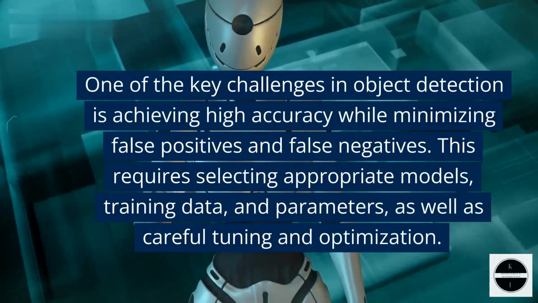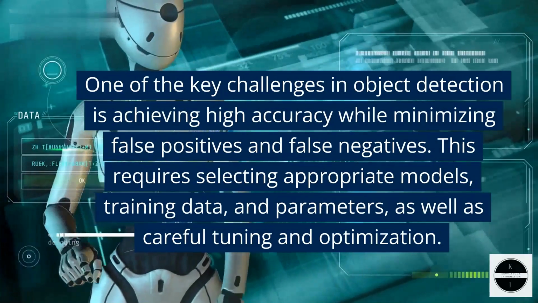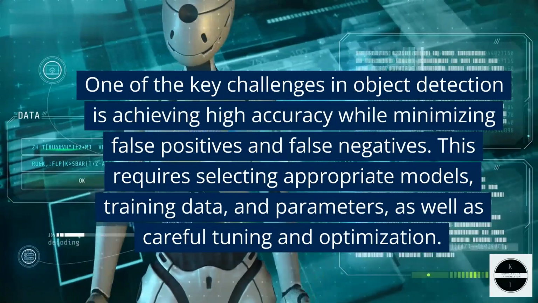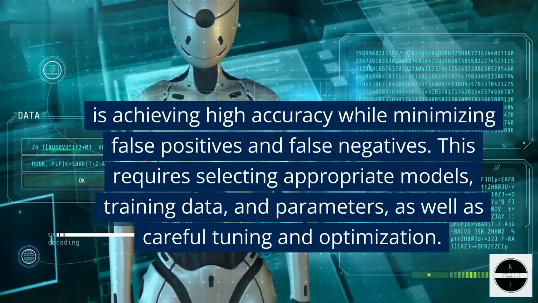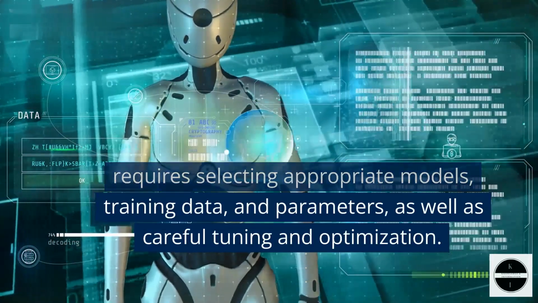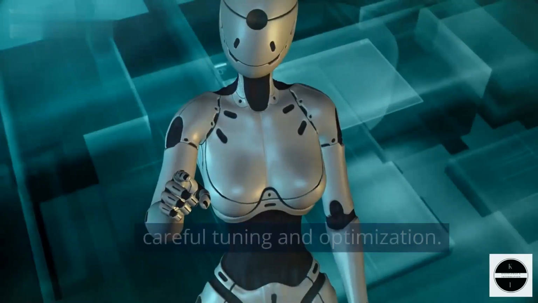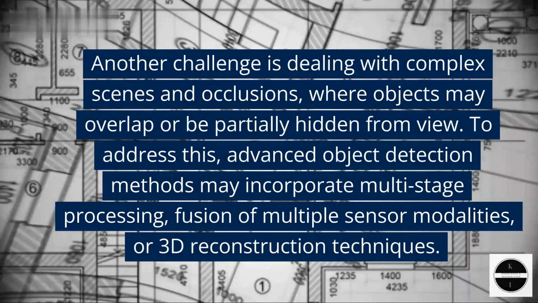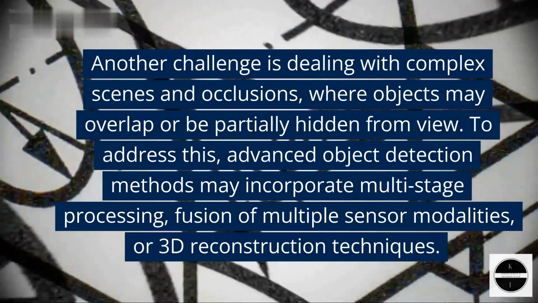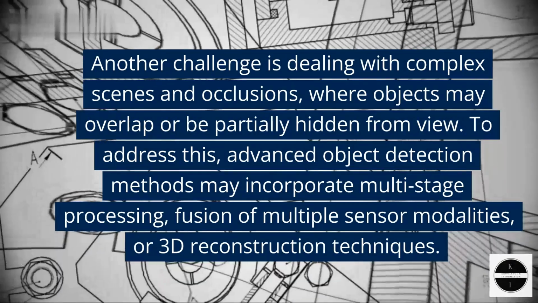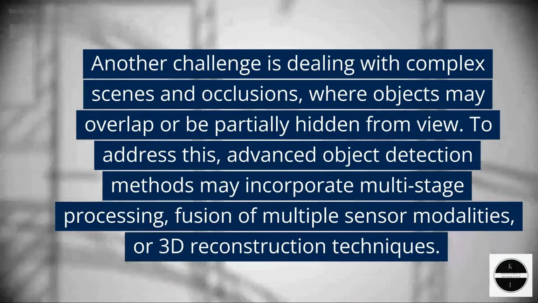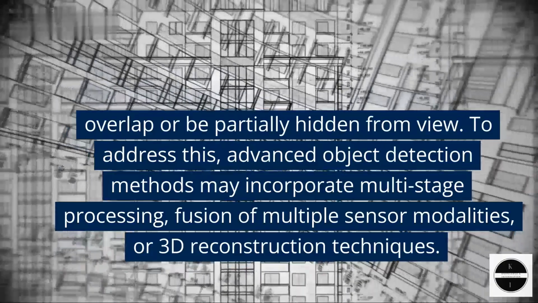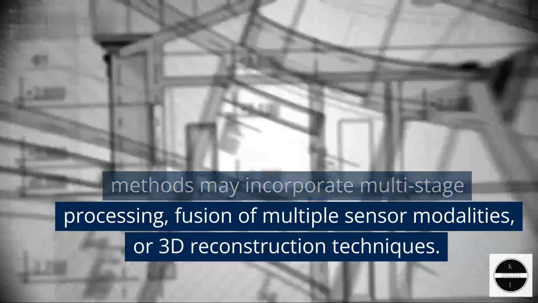One of the key challenges in object detection is achieving high accuracy while minimizing false positives and false negatives. This requires selecting appropriate models, training data, and parameters, as well as careful tuning and optimization. Another challenge is dealing with complex scenes and occlusions, where objects may overlap or be partially hidden from view. To address this, advanced object detection methods may incorporate multi-stage processing, fusion of multiple sensor modalities, or 3D reconstruction techniques.